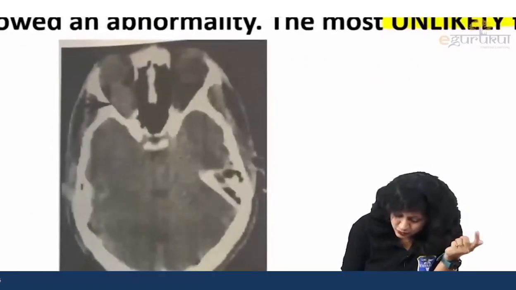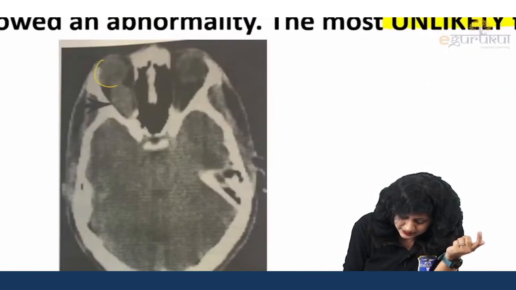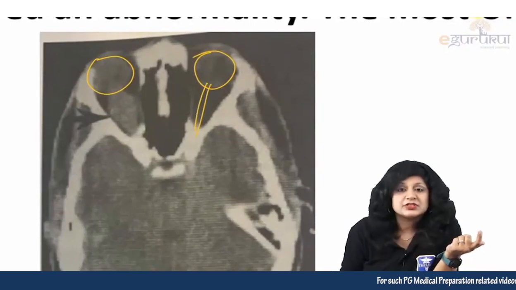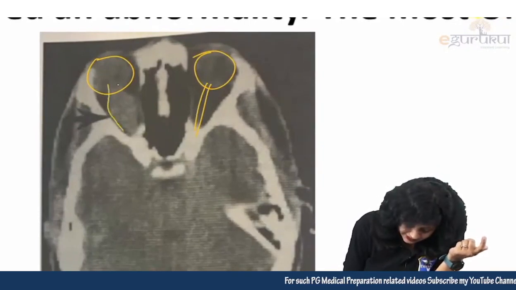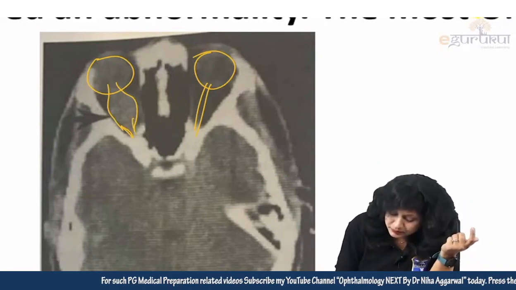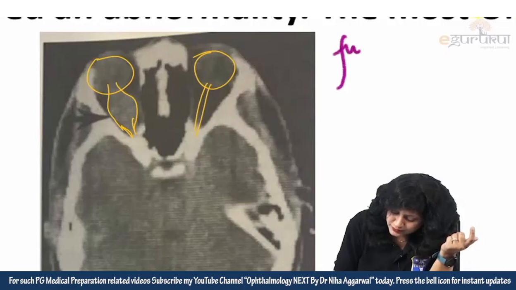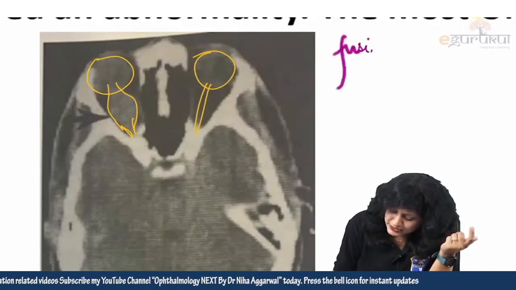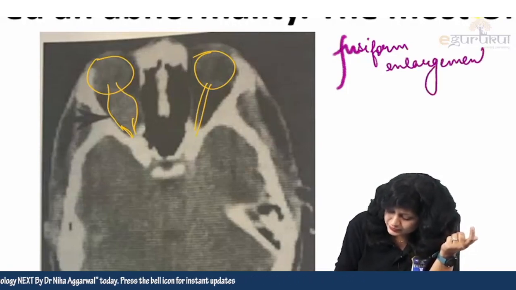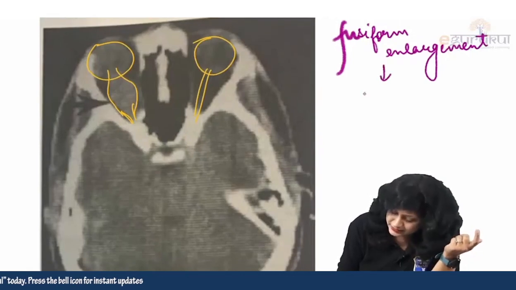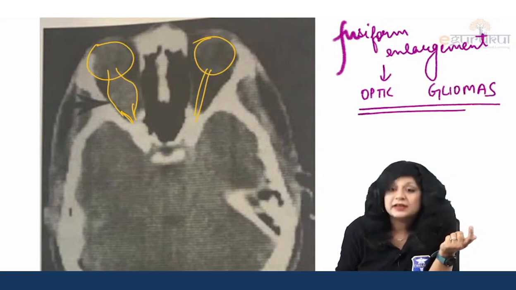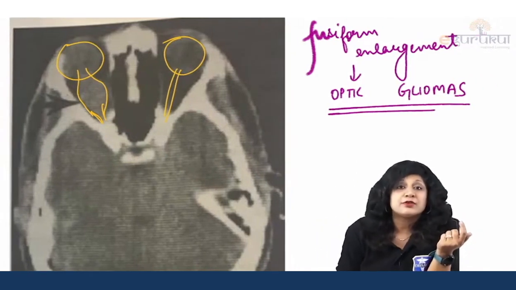So look at this picture. This is your eyeball here. Can you see the CT scans? And here this is the optic nerve, which is actually normal. But here you are seeing the enlargement. Can you tell me what kind of enlargement this is? This is typically called the fusiform enlargement of the optic nerve. Where do you get this fusiform enlargement of the optic nerve? This is found in optic gliomas, and optic gliomas are a kind of tumor.